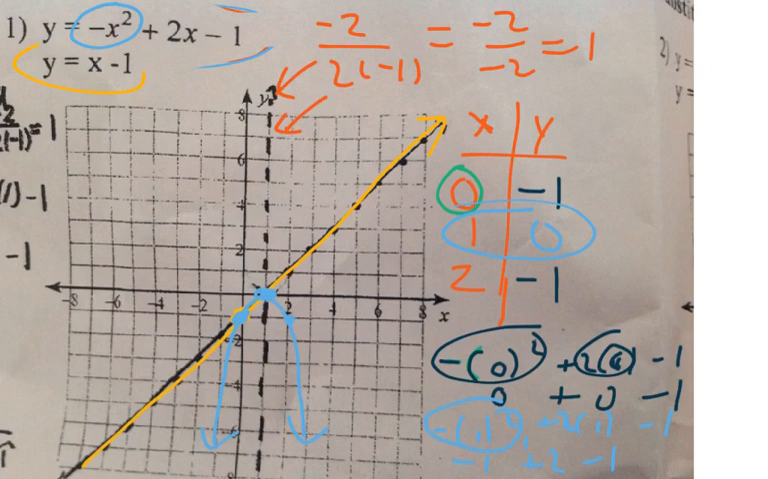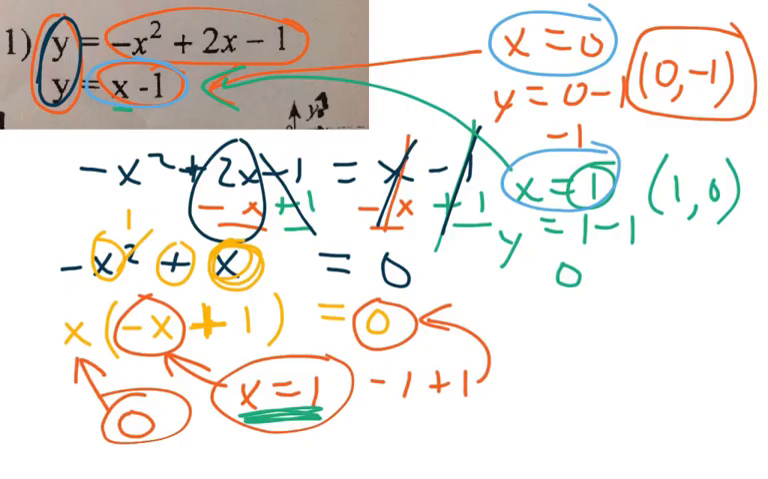But notice, guys, if you follow the red, you could see graphically the line and the parabola cross at those 2 points. Right there is 1, 0, which of course happens to be the vertex. And right there is 0, negative 1. As you can see, it's in the table there. But both of those points do match the 2 answers we came up with algebraically.